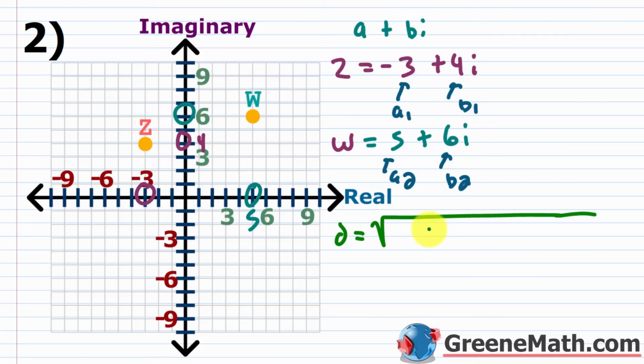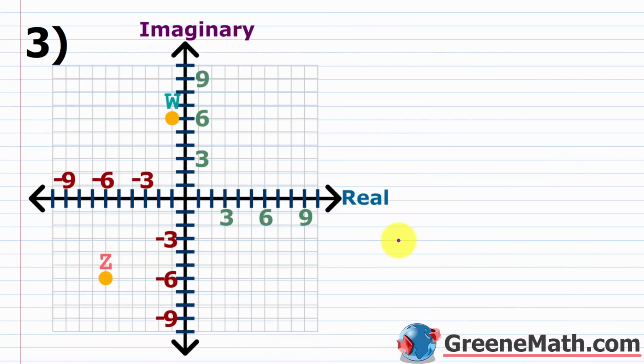So we know that 64 plus 4 is 68. And instead of writing 68, let me write 17 times 4, because 4 is a perfect square. So the square root of 4 would be 2. So our final answer here would be 2 times the square root of 17 for the distance between these 2 points on the complex plane. All right, let's take a look at problem 3.